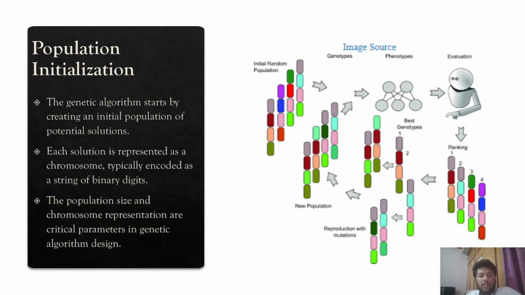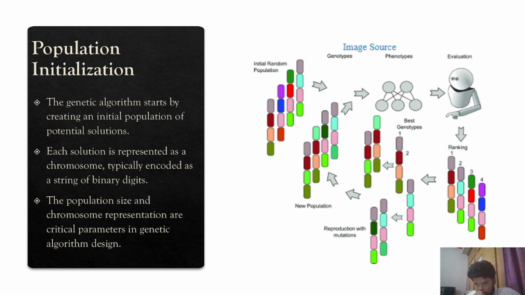Coming to population initialization, the genetic algorithm starts by creating an initial population of potential solutions, and then each solution is represented as a chromosome, typically encoded as a string of binary digits, and the population size and chromosome representation are critical parameters in genetic algorithm design.